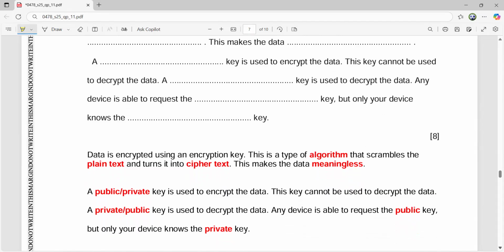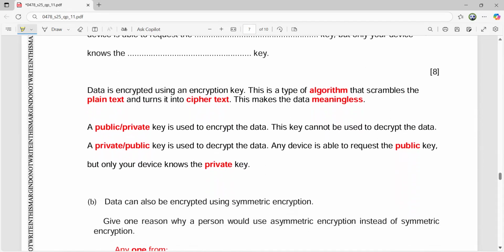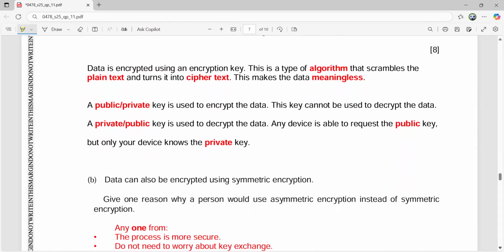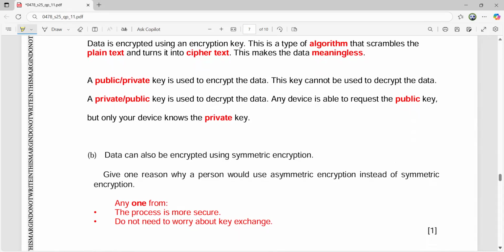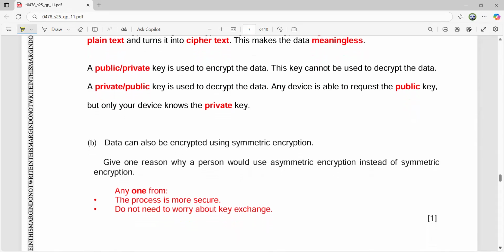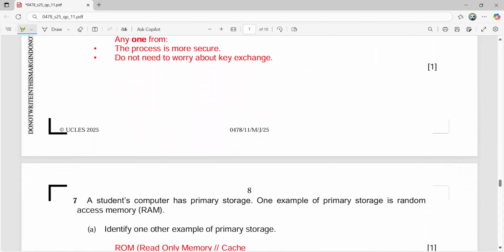Now, be very careful. There are a few terms that might be used, as you can see, but be very careful with your answers. Now, data can also be encrypted using symmetric encryption. Give one reason why a person would use asymmetric encryption instead of symmetric encryption. So why is asymmetric go for this? 1-mark question. The process is more secure. Do not need to worry about the key exchange. Like for this, if you remember, symmetric is having a problem of key distribution, and this problem is not there in asymmetric encryption.